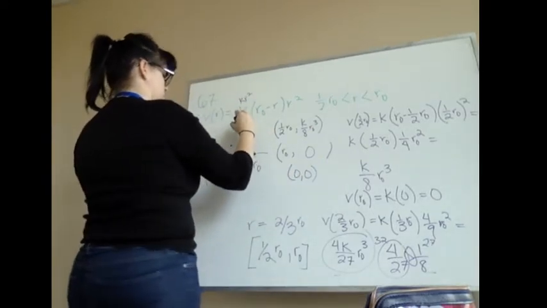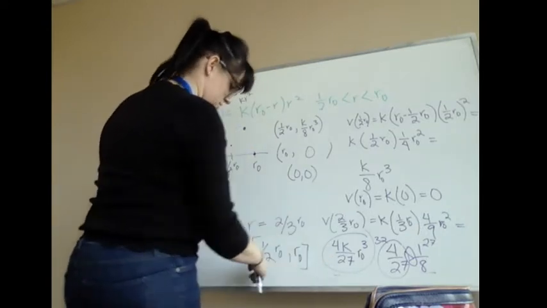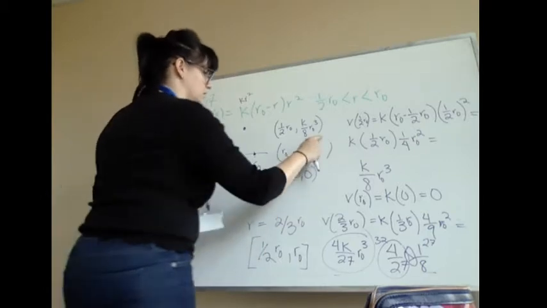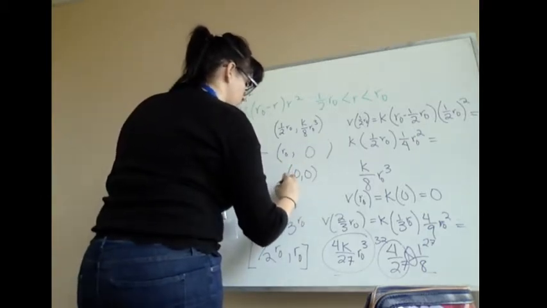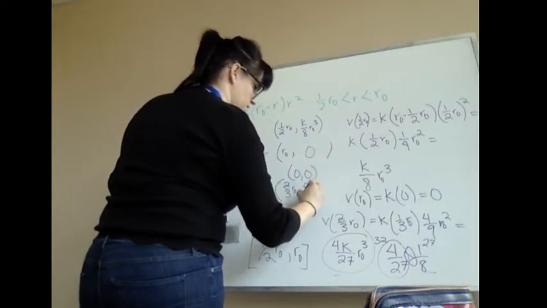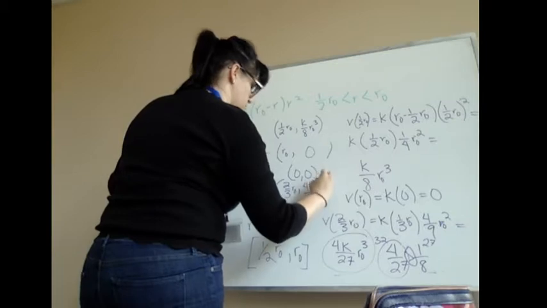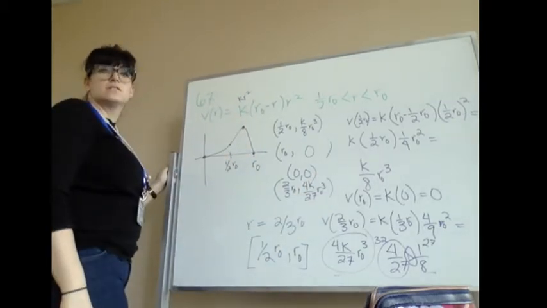2/3 R naught is bigger. So here's 1/2 R naught. This one, where's my point? R naught, 0, and then it was 2/3 R naught, and then 4K over 27 R naught cubed. So that's here. Does that make sense?